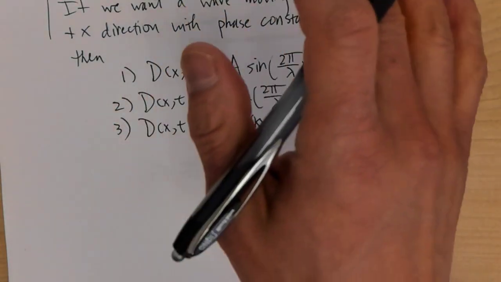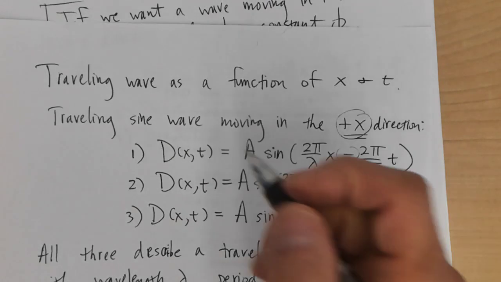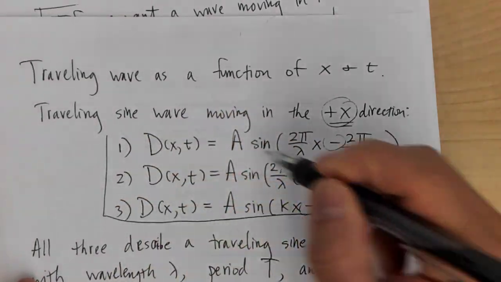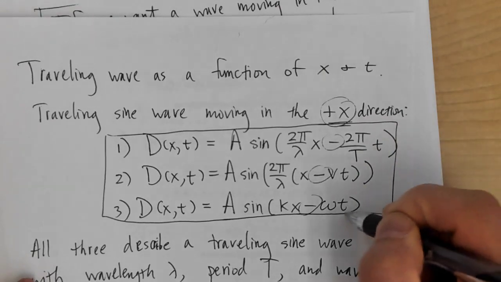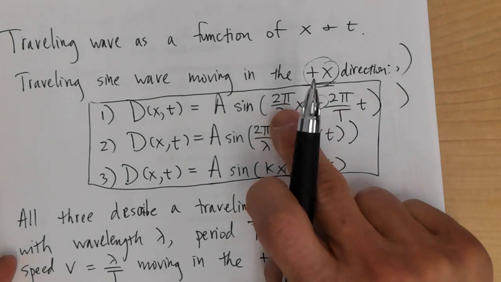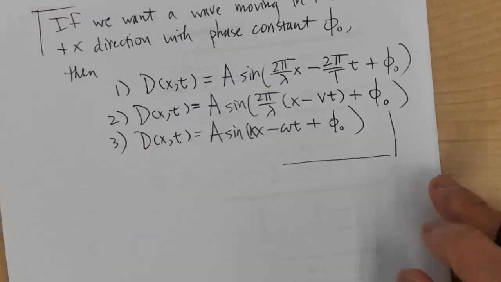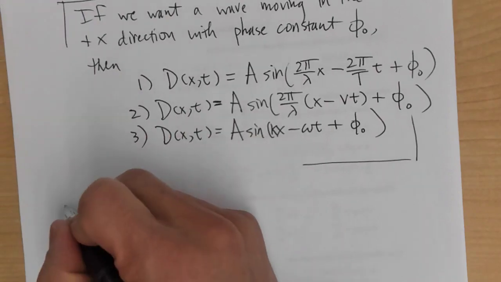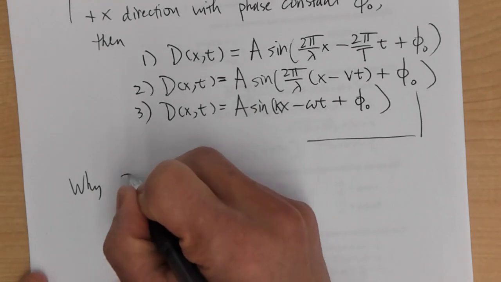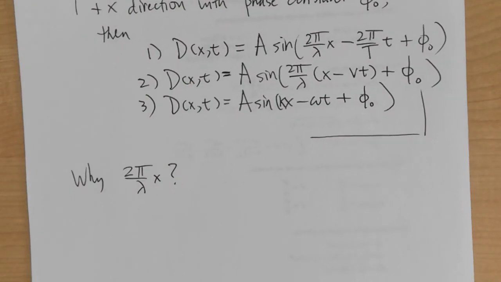Now let me try to make some sense of the basic formula we just wrote down. The basic one was this one here, from which we did all these extra examples. Let me try to explain first of all why there's this factor 2 pi over lambda multiplying x. Where did that come from? So why 2 pi over lambda times x?